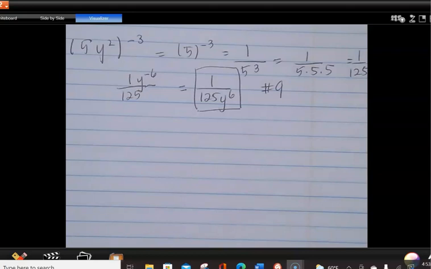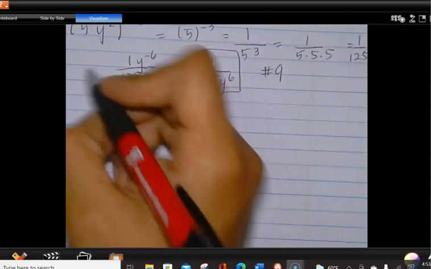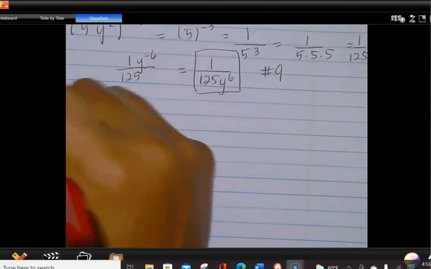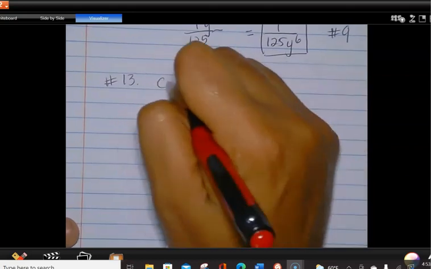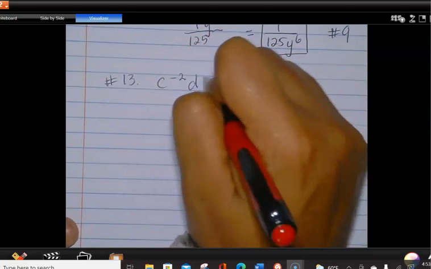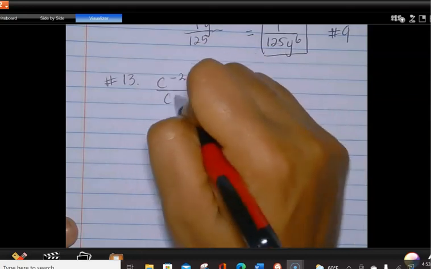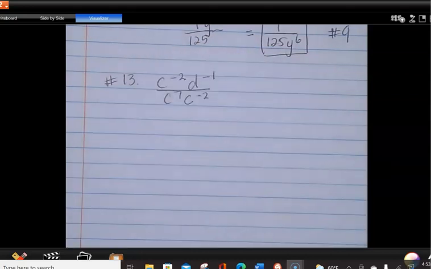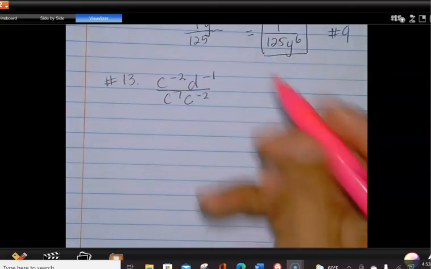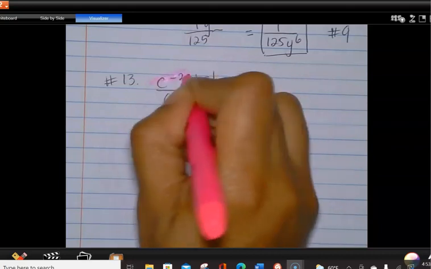Okay, let's keep jumping around. Now let me go to number 13. For number 13, right here, I have c to the negative 2, d to the negative 1, c to the 7, and c to the negative 2. Now, I said this in class that, again, whoever's not happy where they are, move them. So in my mind, this guy is going to go down.